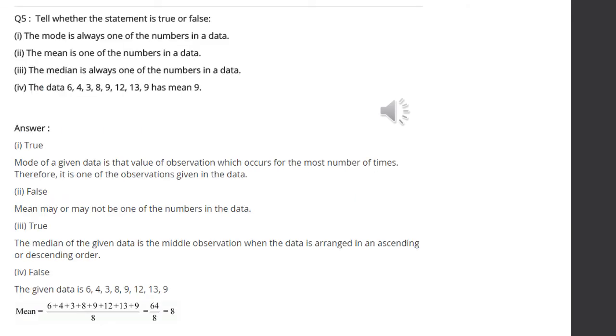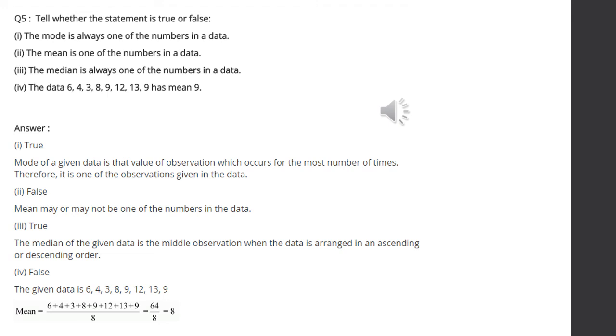We are moving to question number 5. We have to tell whether the statement is true or false, and we have to state the reason as well. The mode is always one of the numbers in the data. Is it true or false? It is true, because the mode is the most frequently occurring observation. So it has to be one of the observations.